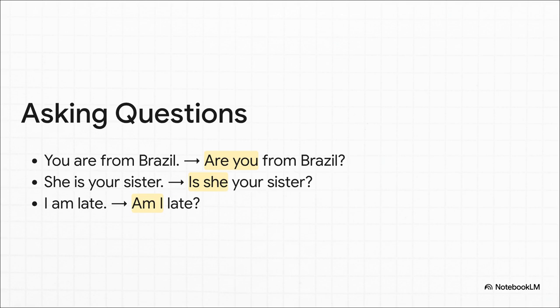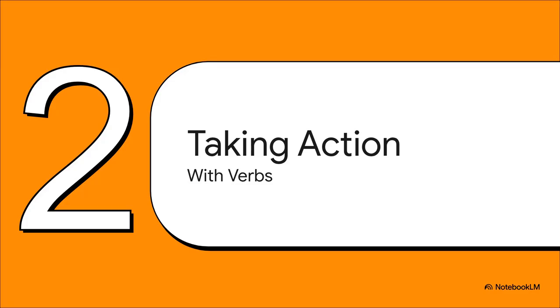It's the same for everything else. She is your sister becomes, is she your sister? You just swap the subject and the verb. It's that easy. Fantastic. You've got to be down. That's huge. So let's move on and build on that.